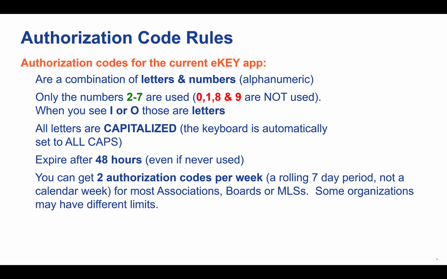Through most organizations, you can get 2 authorization codes per week. That's a rolling 7-day period, not a calendar week. Some organizations may have different limits for that, but if you get a message that you are not allowed to get an authorization code, you'll need to contact your board association or MLS to get a new one.